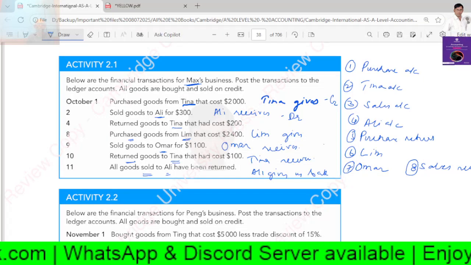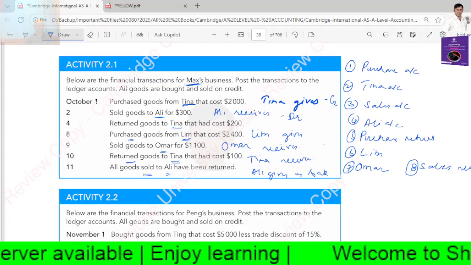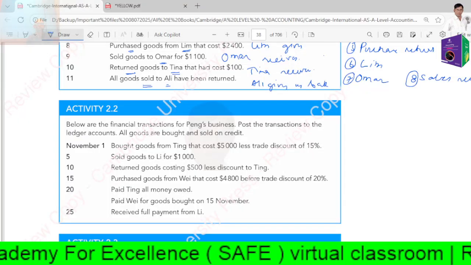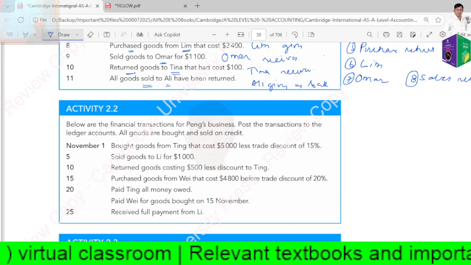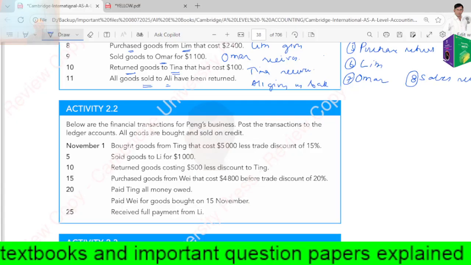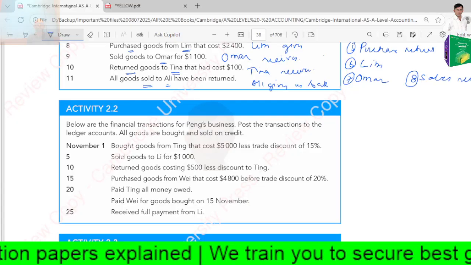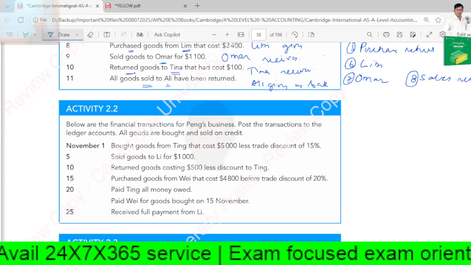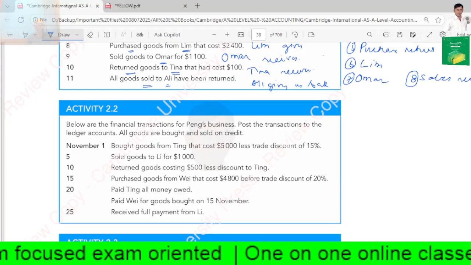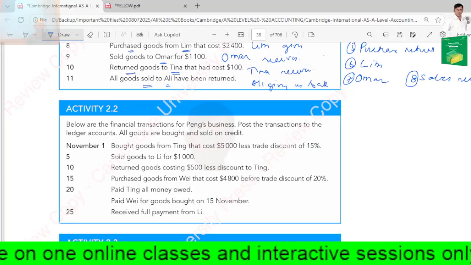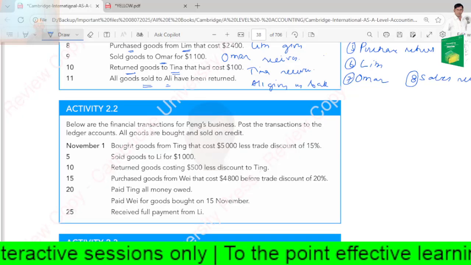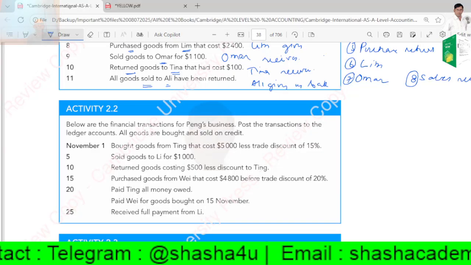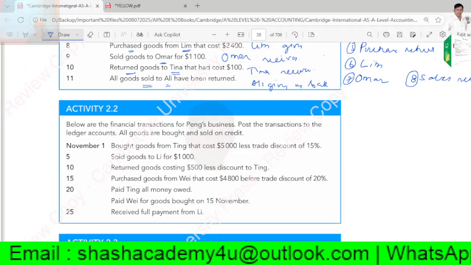So now you can try working out activity 2.2. Below are the financial transactions for Pen's business. Post the transactions through the ledger account. All goods are bought and sold on credit. Bought goods that cost 5,000 less trade discount of 15%. Sold goods to Lee for 1,000. Return goods costing 500 less discount to Ting. Purchase from V that cost 4,800 before trade discount of 20%. Paid Ting all money owed. Paid V for goods bought on 15 November. Received full payment from V.